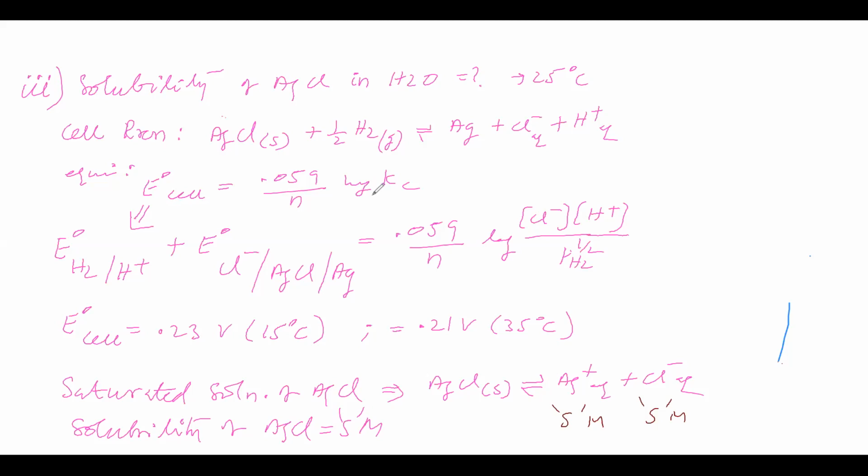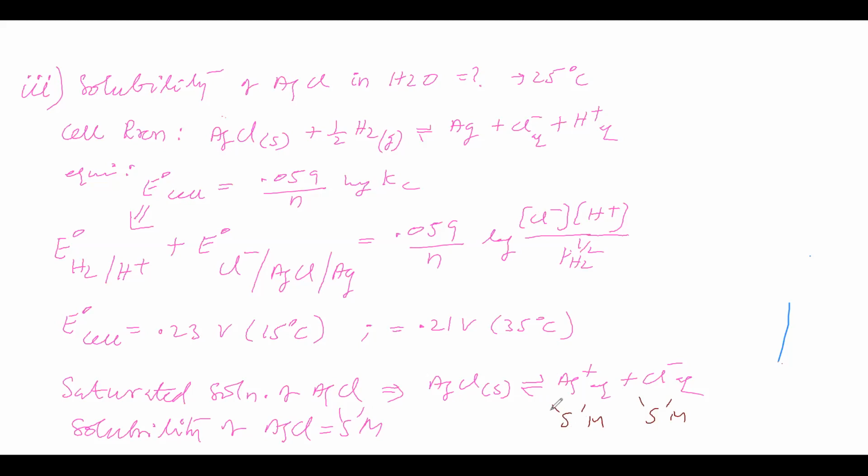We have to write E naught cell is equal to so and so relation. For E naught cell, we have to consider this as a cell reaction.